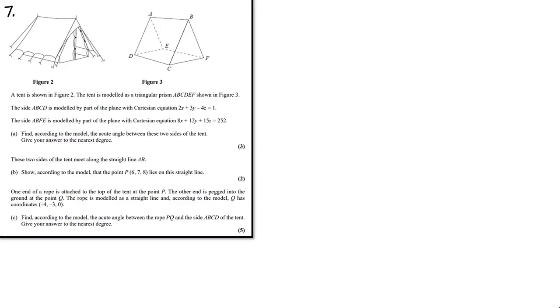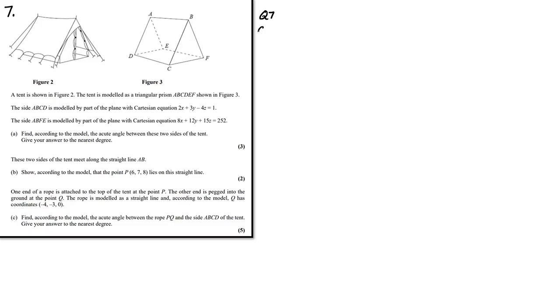Moving on to question 7 here, which is a question on everyone's favourite topic, vectors. So 3 parts to it. Part A, we just need to find the acute angle. Part B is just showing that a point P lies on this line. And then part C is a little bit more complicated, but we'll come to that in a moment. So let's just start with part A here, and let's just see what we're actually dealing with.